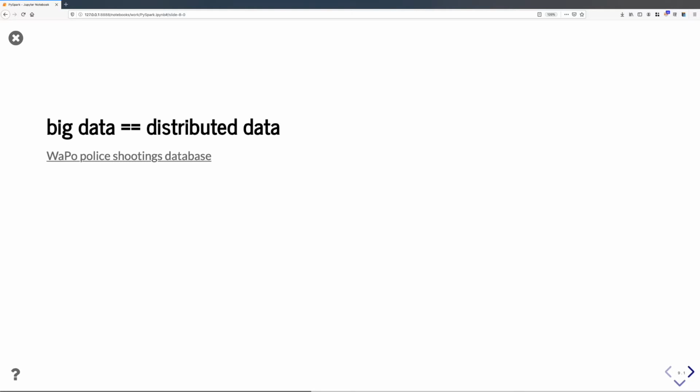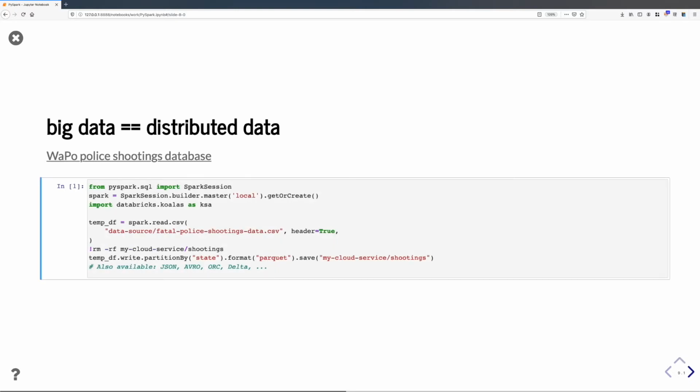We are going to work with some disturbing but important data that the Washington Post has gathered on police shootings. So we need to start by spreading it out, by distributing it. We start with a few lines of boilerplate, and then we are grabbing our initial data source. In this case, it just comes as a single CSV, but for big data purposes, that's not very interesting. So we are using PySpark to write it out again, only this time we are making it partitioned by state, and then formatted in this binary format called Parquet.